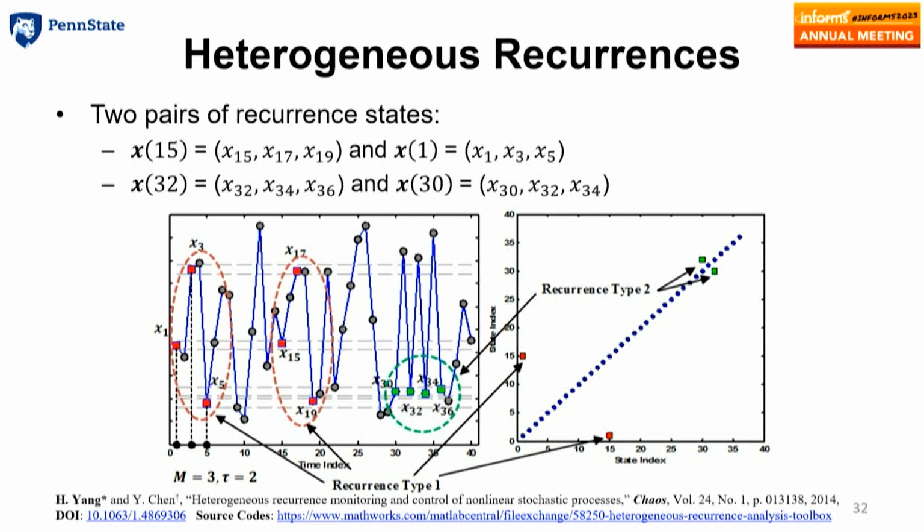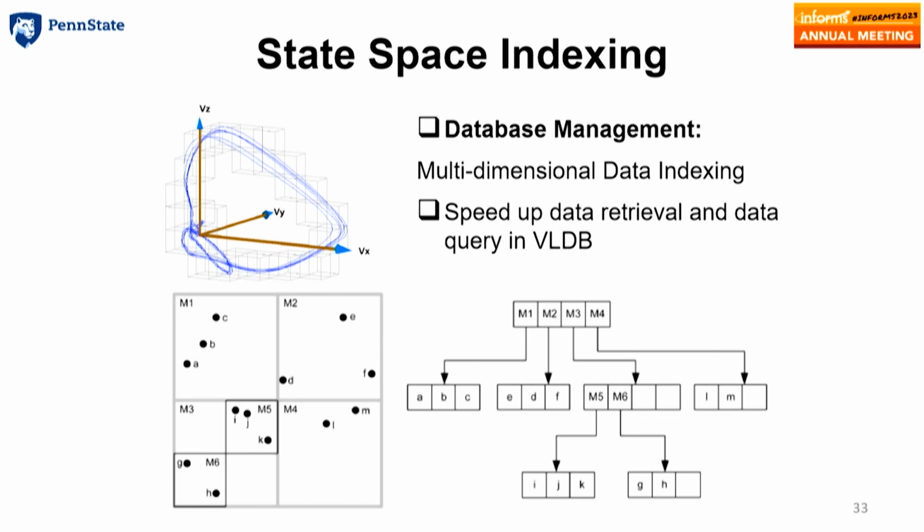This is a recurrence. But this recurrence is very much different from 32, 34, and 36, and then 30, 32, 34. So they are different recurrence types, type 1 or type 2. So how do we capture this different type of recurrence? Then we were thinking, we got to have a new idea, which is called state space indexing. We want to see which area my system is evolving into, and we want to count at that specific area how many recurrences we have, the degree of recurrence we have.